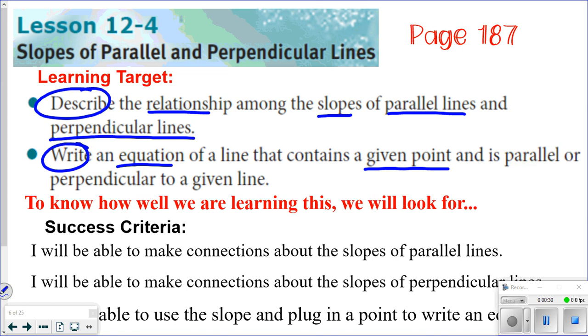So sometimes this point is going to be an x1, y1 coordinate point, or it could be our y-intercept. And our slope is going to either be parallel or perpendicular. And we're going to spend a couple days practicing these things.